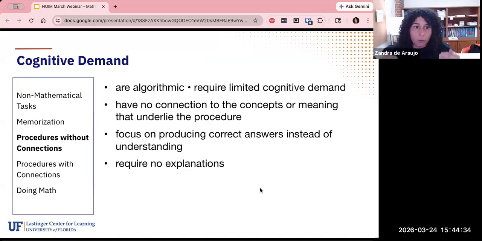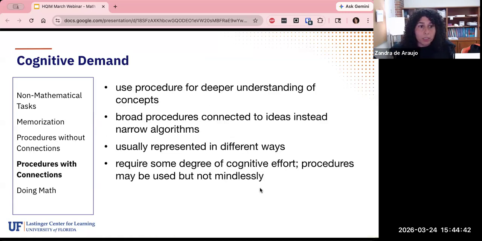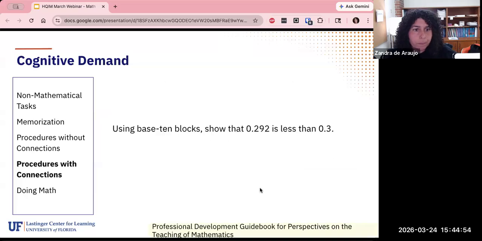So we started with no mathematical ideas or a mathematical focus. Then we went to the low categories, memorization and procedures without connections. And then there's two categories of high cognitive demand. One is procedures with connections. So that's when you're doing a procedure, but there's some kind of connection to the underlying why or how. So they connect to ideas. You might have to draw a picture or explain your thinking in some kind of way.